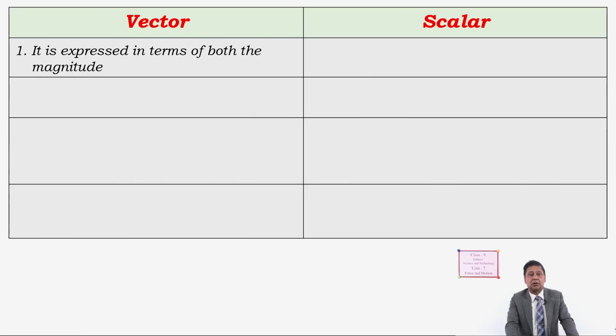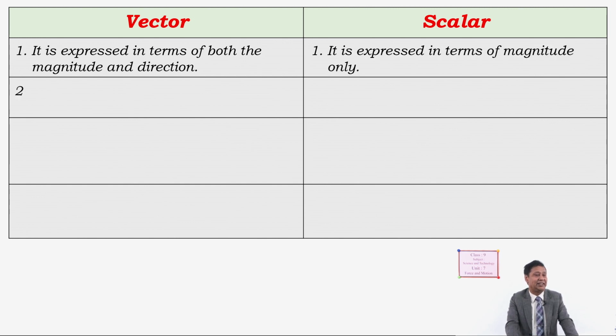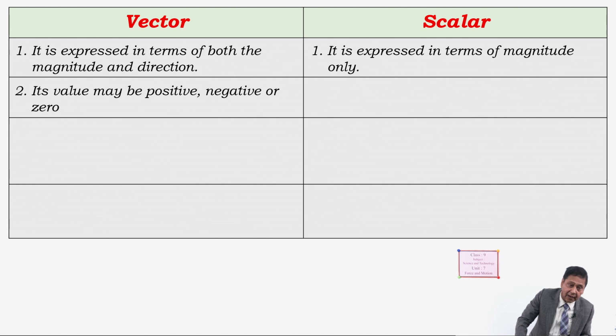That's why the direction of weight is towards the center of the earth. That's why weight has both magnitude and direction. Okay, after this much understanding, I want to differentiate vector and scalar with certain points. Look at these points. Vector is expressed in terms of both magnitude and direction, but scalar is expressed in terms of only magnitude, and its value may be positive, negative or zero.